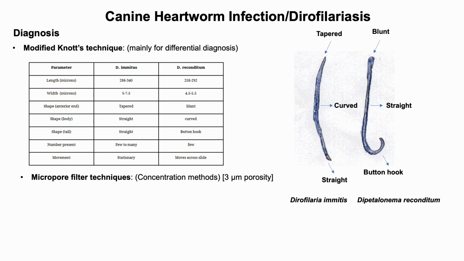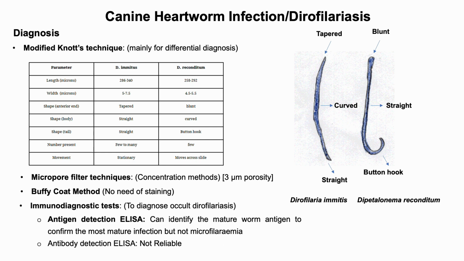Micropore filter techniques can also be used. In this case, 1 ml of blood in sodium citrate or other anticoagulants is first lysed with 0.1% sodium carbonate or so. Then the blood is passed through a filter with a 3 micrometer porosity. The filtrate is then stained with 0.1% methylene blue and examined under a microscope. Examination of the buffy coat can also be tried for the detection of microfilaria.